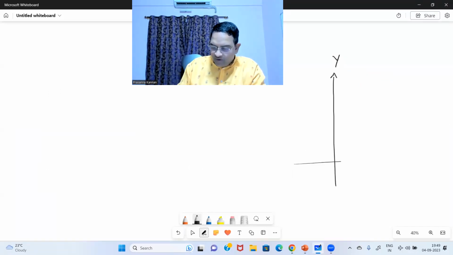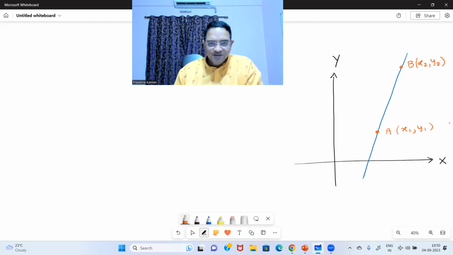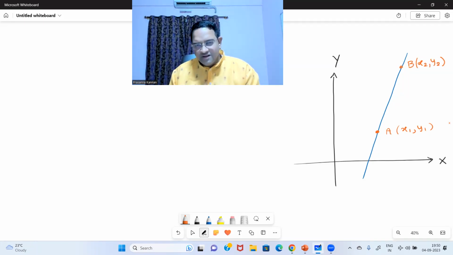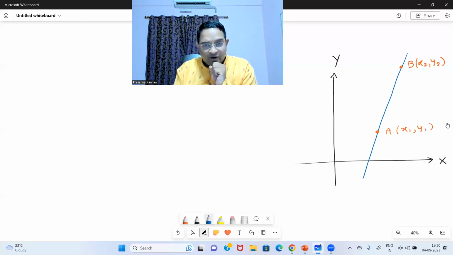Let's say this is your y-axis and x-axis. This is my straight line. I have 1 point which I know, which is x1 comma y1. I have another point which I know, which is x2 comma y2. Keep in your mind what you have learned earlier. You have learned slope point form, or you can call it 1-point form. What is 1-point form? Tell me.